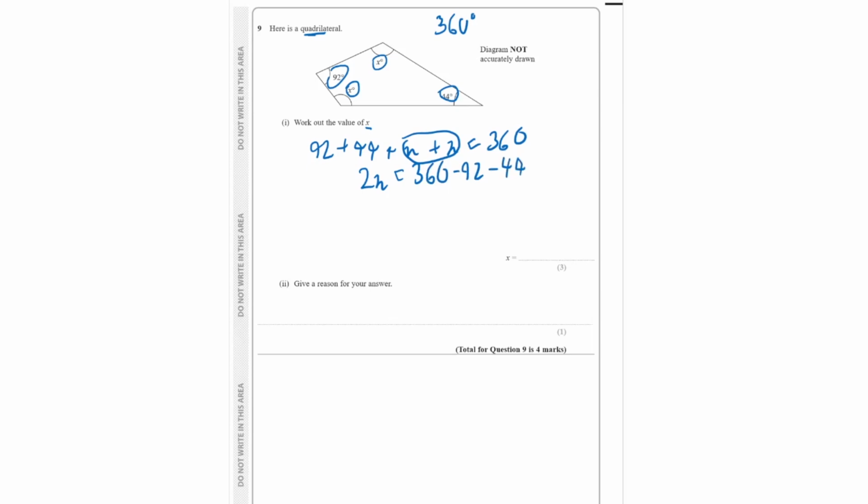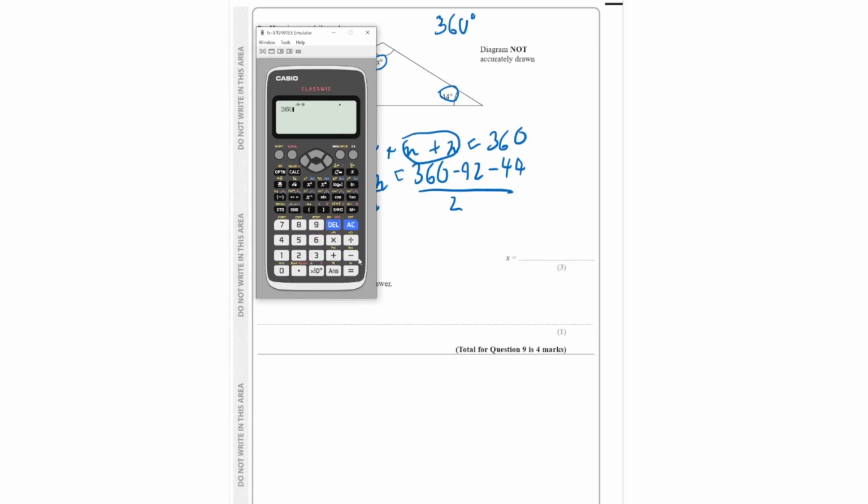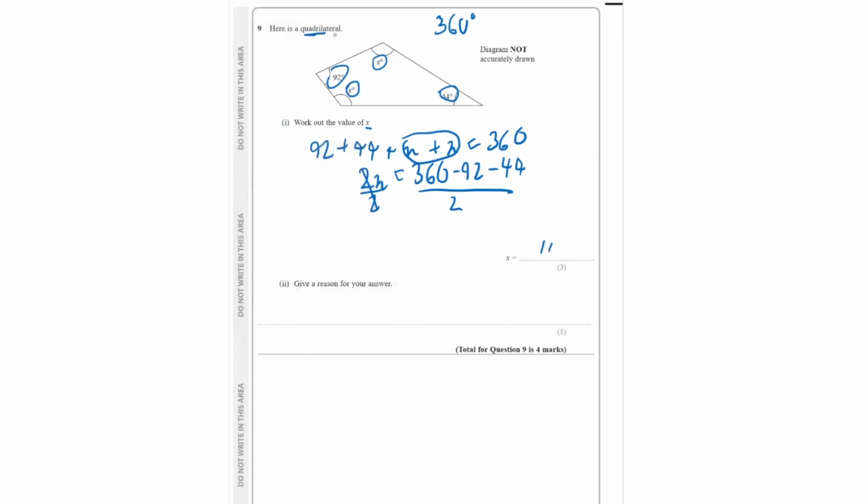And then to isolate x, we divide both sides by 2, and we can find our final answer using a calculator. 360 minus 92 minus 44, then divided by 2, gives x as 112 degrees. Give a reason for your answer.